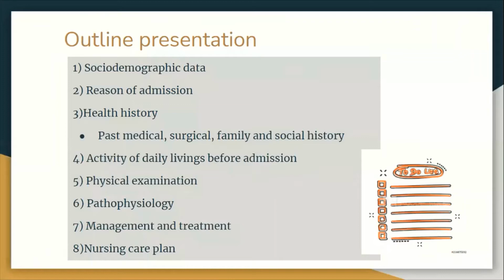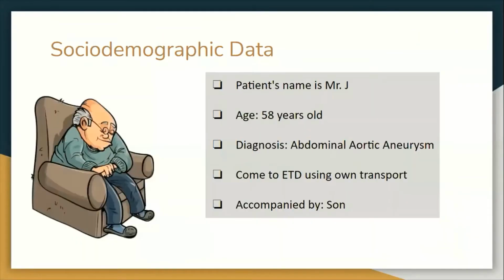This is the outline for our presentation. First, we're going to discuss the socio-demographic data. The patient's name is known as Mr. J and his age is 58 years old. His diagnosis is abdominal aortic aneurysm, or more commonly known as triple A. The patient comes to the ETD using his own transport and is accompanied by his son.